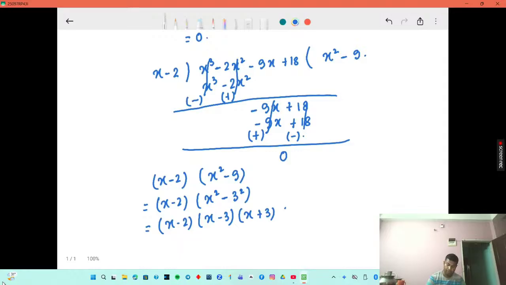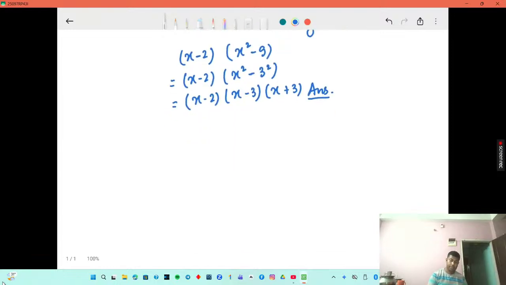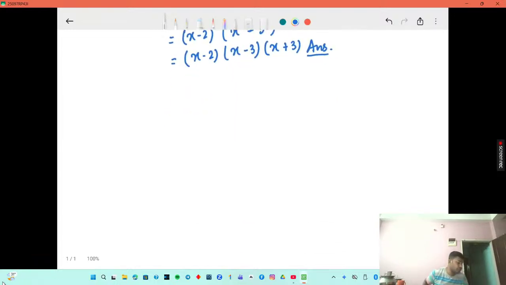Now I will jump to the next question. Here the question is given as: using the remainder theorem, factorize each of the expressions from this set of questions. I will solve this one.